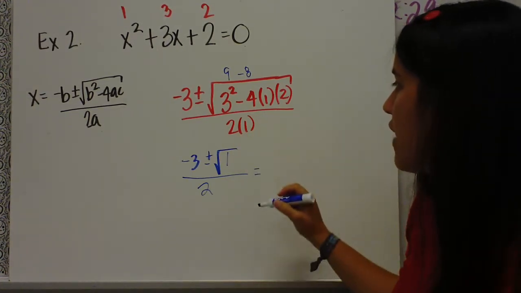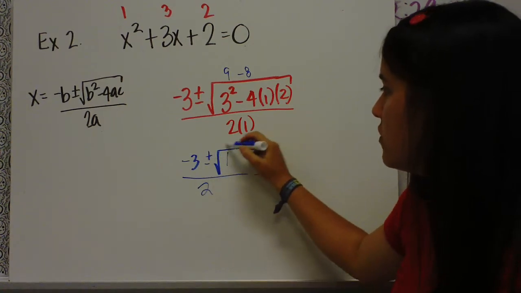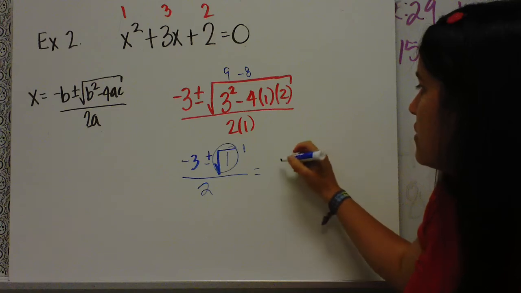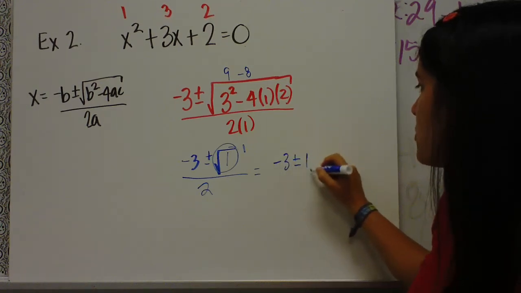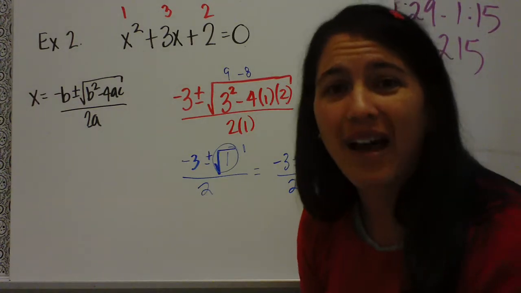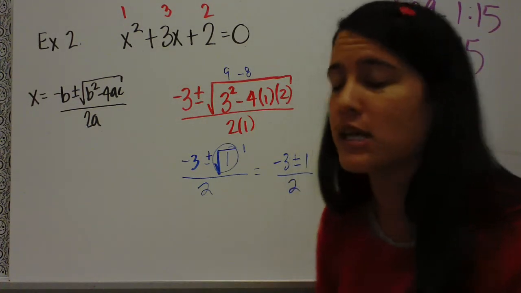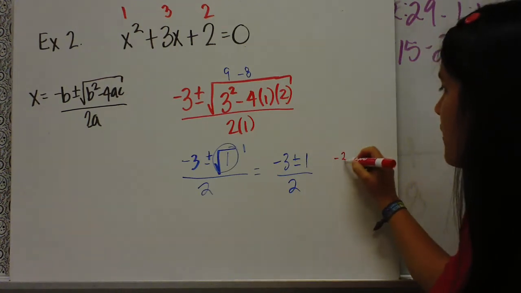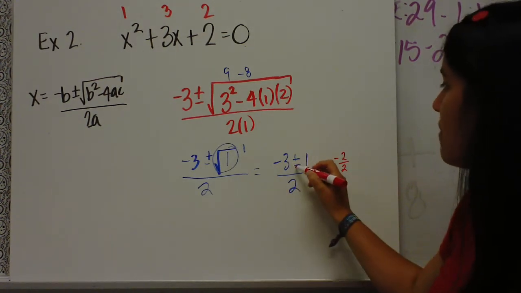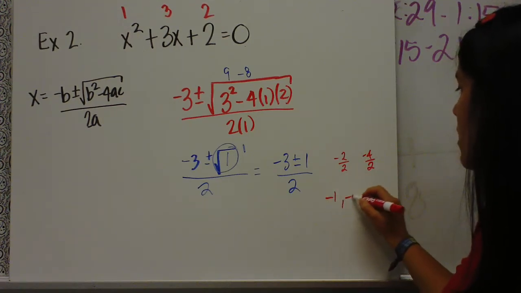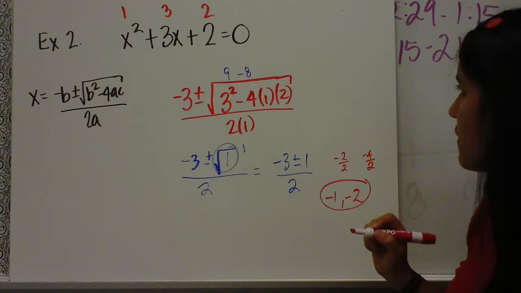So then I'm going to find my values. Negative 3, and the square root of 1 is 1. So negative 3 plus or minus 1 over 2. If you have questions, write them down. We're going to go over this again in class. Negative 3 plus 1 is negative 2 over 2. Negative 3 minus 1 is negative 4 over 2. So my solutions are negative 1 or negative 2.